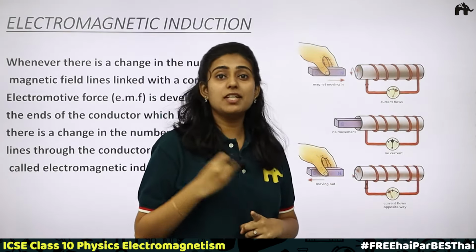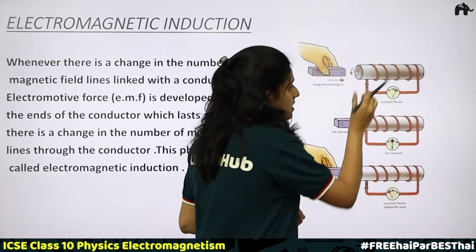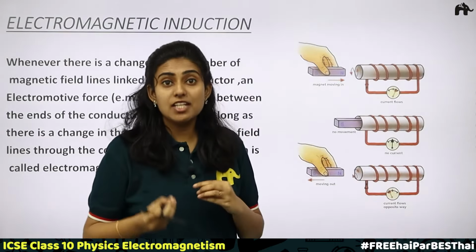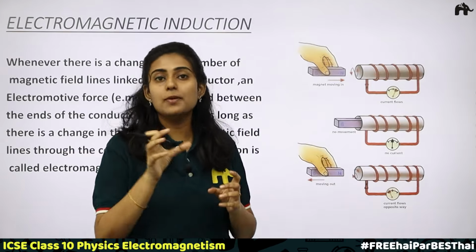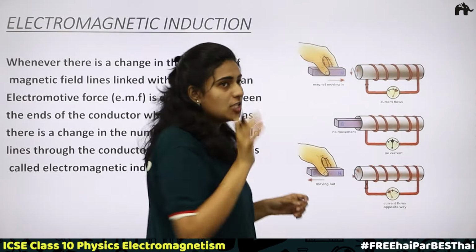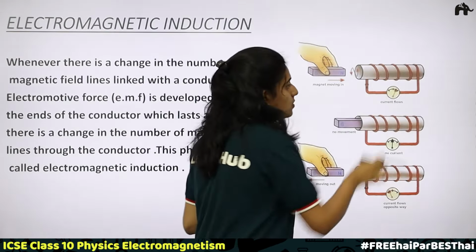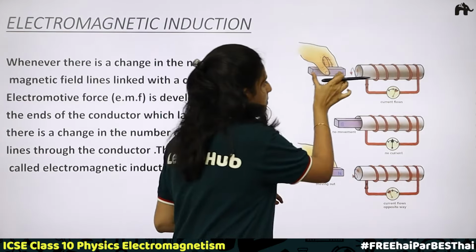What is the difference between an ammeter and a galvanometer? A galvanometer shows the presence of current, whereas an ammeter measures current, how many amperes or milliamperes of current. The measurement, how much quantity of current, is done using an ammeter. Then he used a bar magnet.